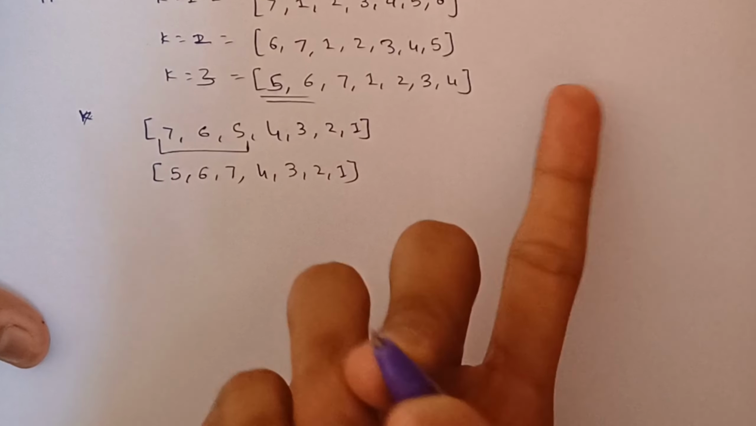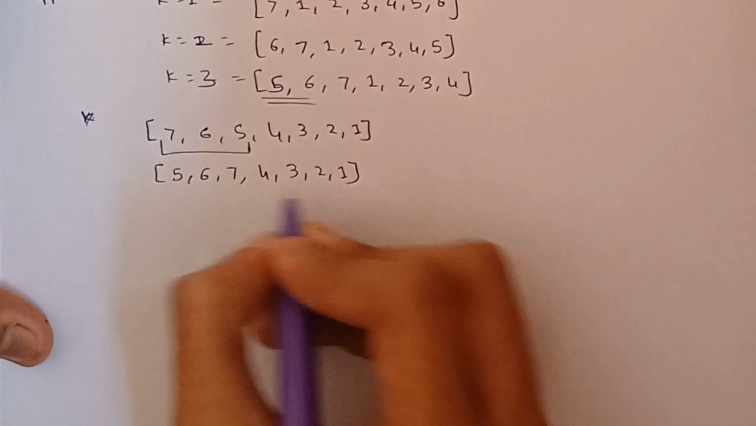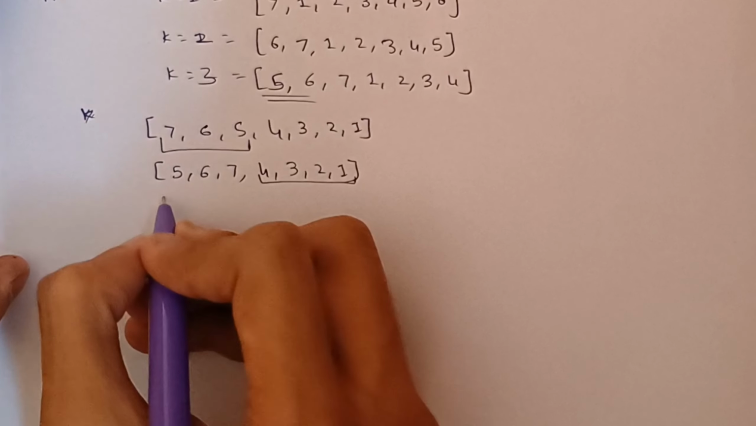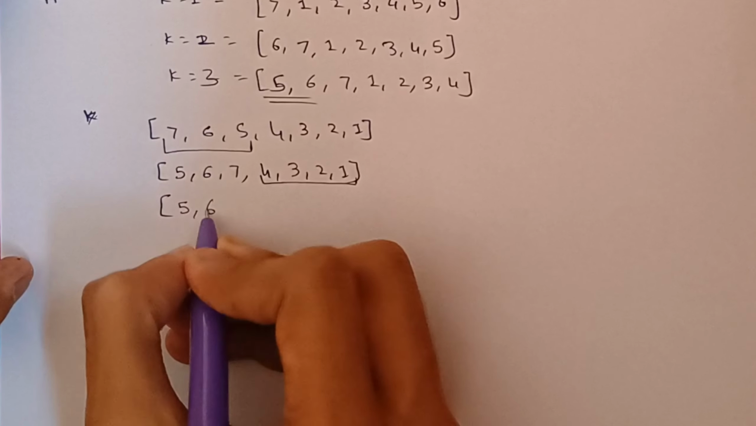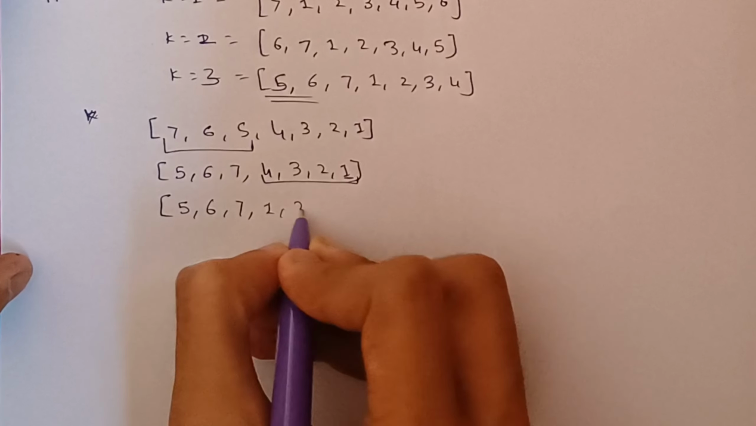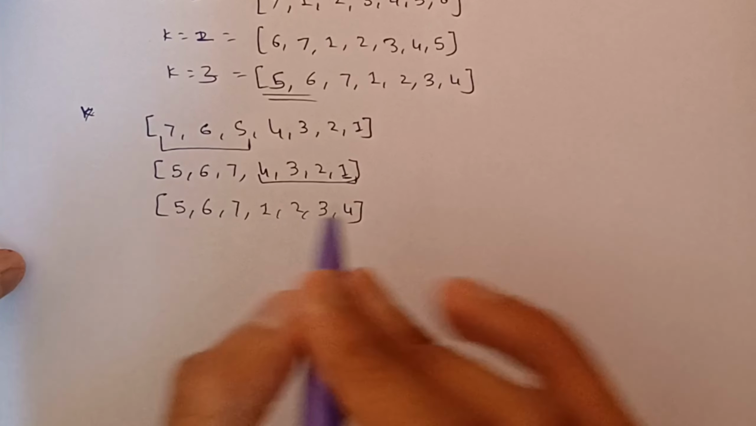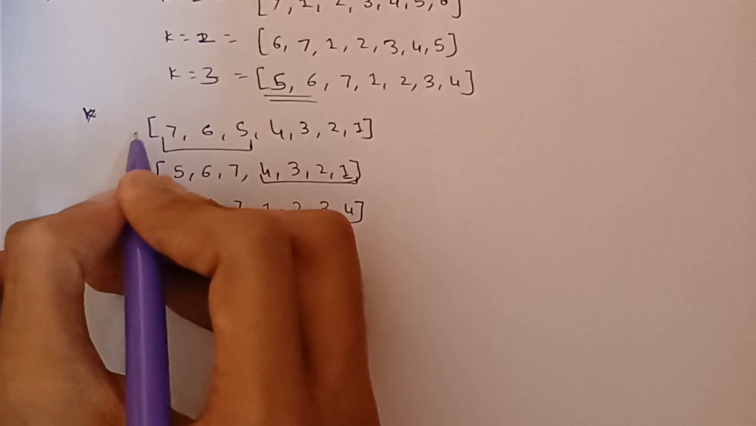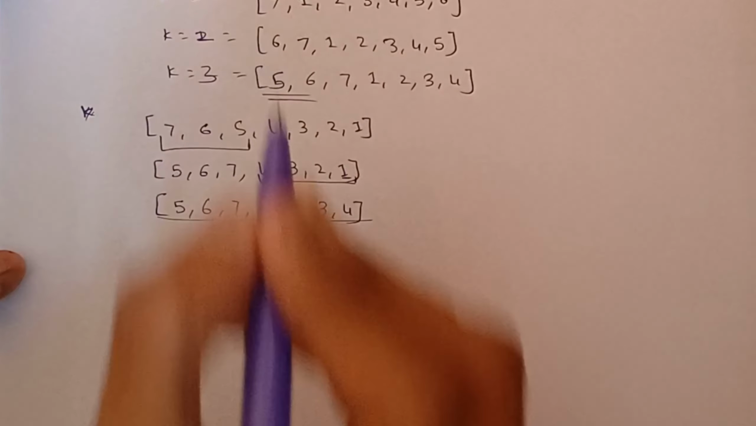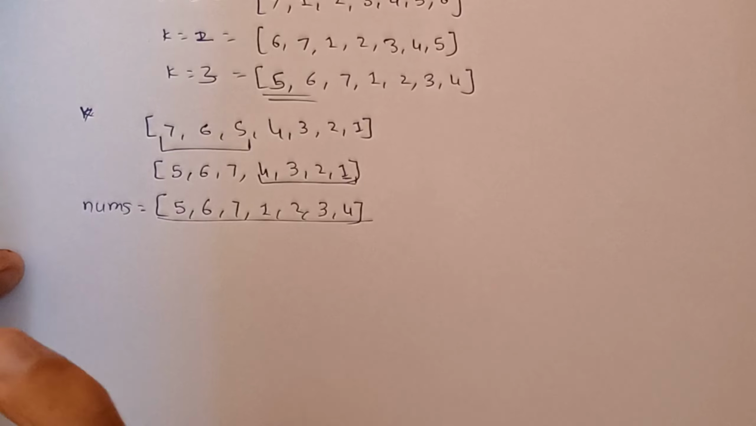Once again, we can see in the output it is 1 2 3 4, while here it is 4 3 2 1, so we also have to reverse this to get 1 2 3 4. So there are 3 steps: 5 6 7 remains the same, and the remaining part is reversed to 1 2 3 4. This is a very simple approach, and it is a very optimal approach. We need only 3 steps to create the output array. Then we return the nums array.